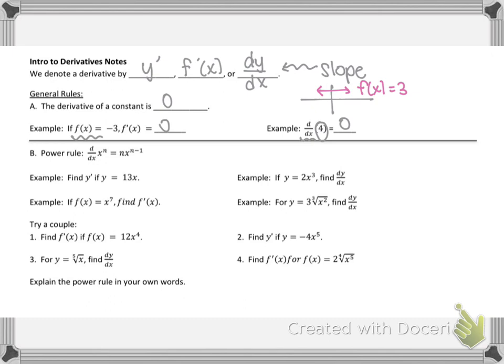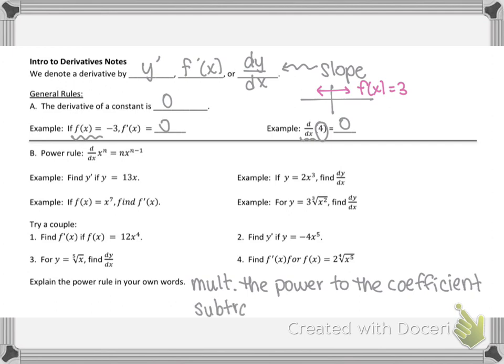Okay, so here's the power rule in my own words. I'm actually going to go down to the bottom of the screen and write it, and we're going to use this power rule to find some derivatives. So in our own words, we're going to multiply the power to the coefficient, and then we're going to subtract 1 from the power. So this is how to take derivatives using the power rule.